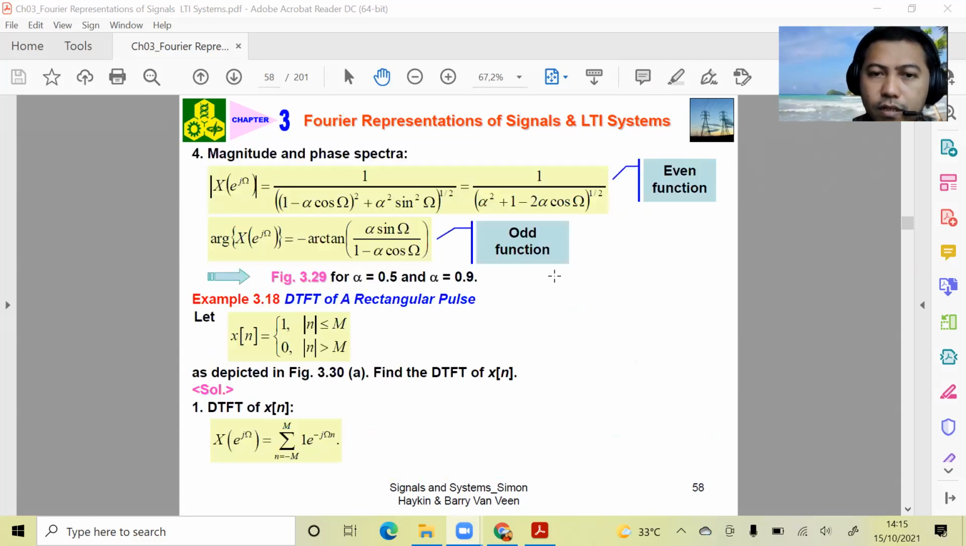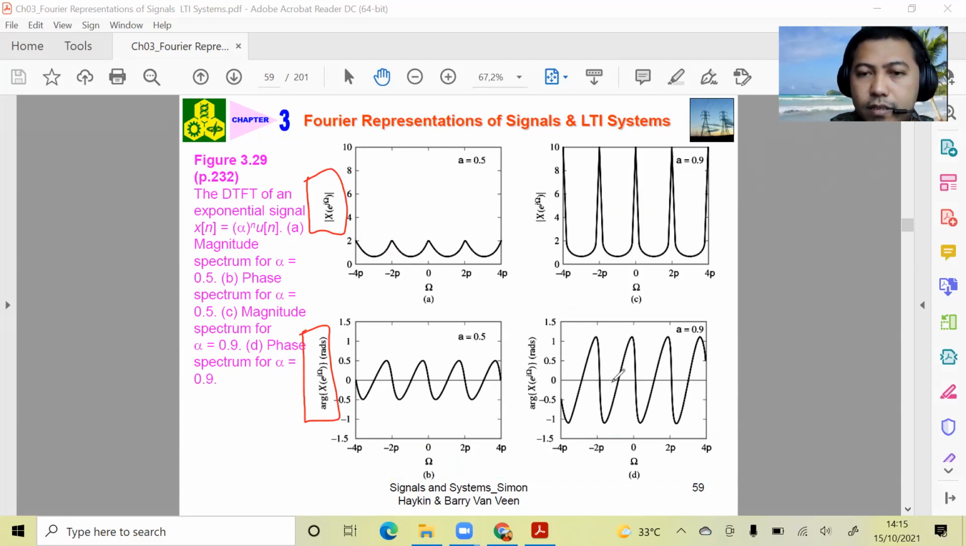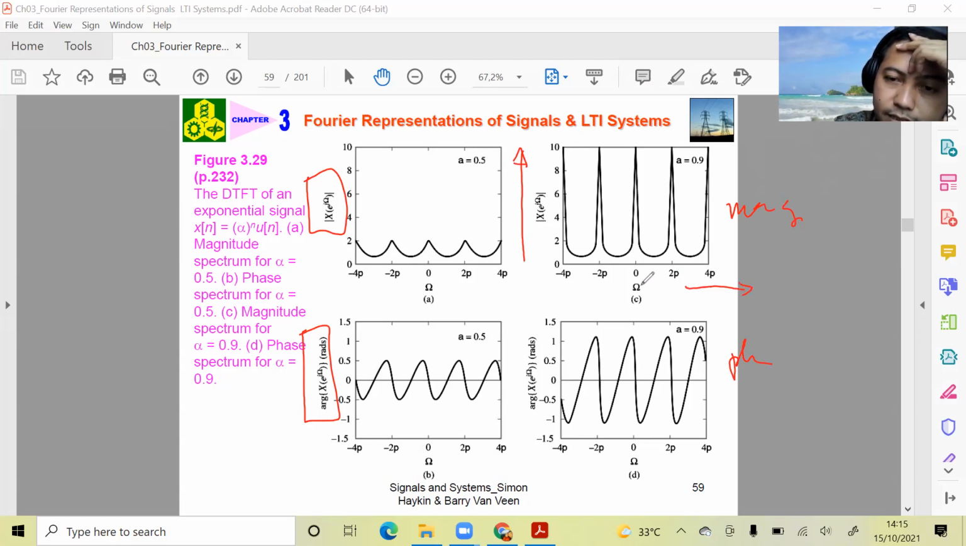This is the signal in the phase component. The upper signal is the signal in the magnitude component, and the lower signal is in the phase component. This is the magnitude component. This is the phase component. You can see here, this is the magnitude for the y-axis, and the x-axis, this is the frequency component.